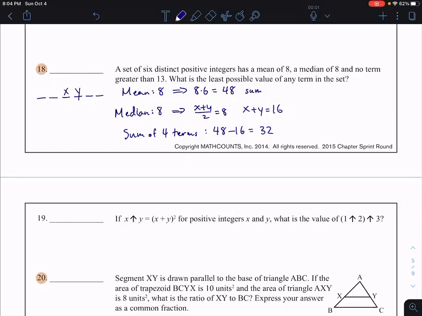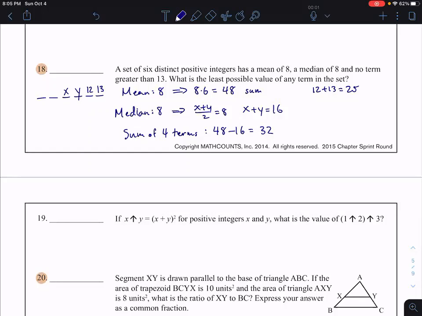So if we want to find the least possible value of anything, then we want to make the last 2 terms as big as possible. So the problem says that no term can be greater than 13. So we're going to have 13 be our last term. And then we're going to have 12 be the 5th term. So 12 plus 13 adds up to 25.